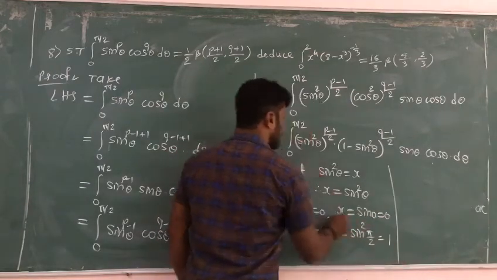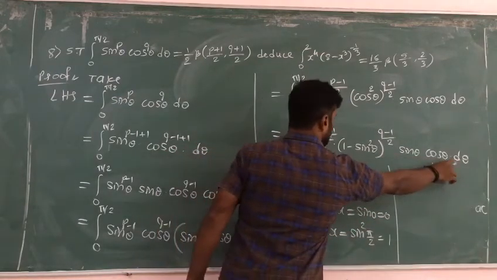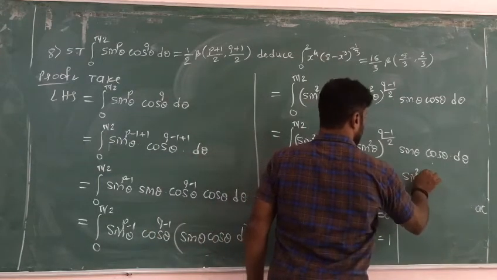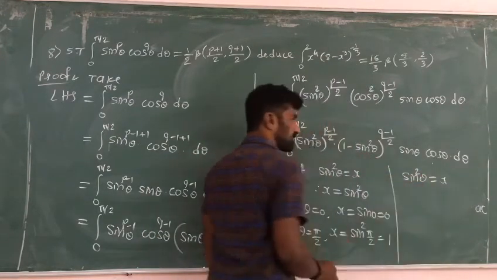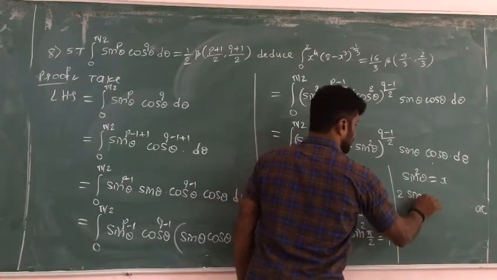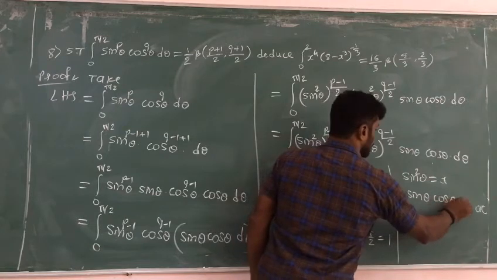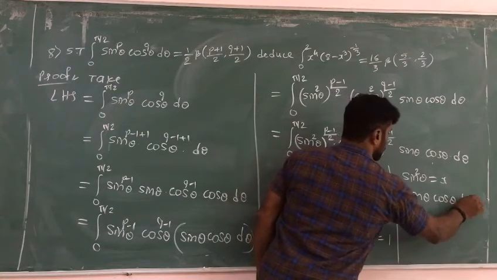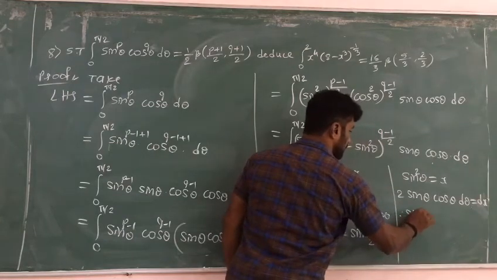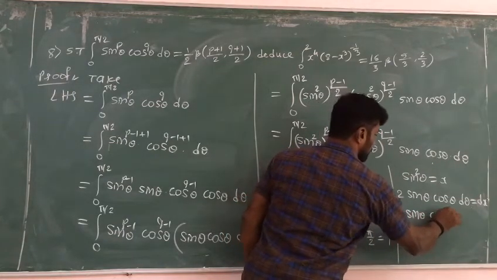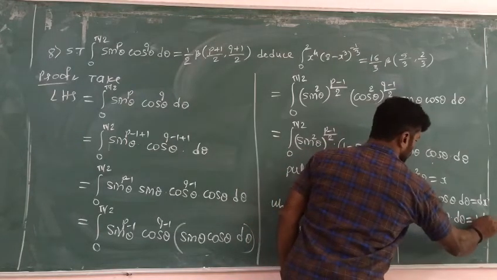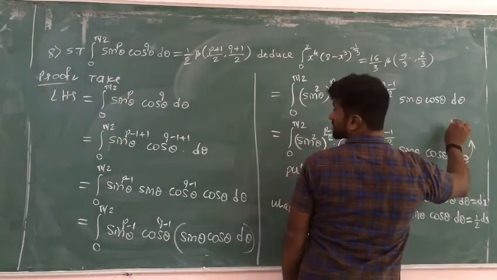Next, I want the dx form. So d theta, only theta is there. So sin square theta is equal to x. I want the dx value, so differentiate it. 2 sin theta into cos theta d theta is equal to dx. Therefore sin theta into cos theta into d theta is equal to 1 by 2 into dx. Call this equation 1.